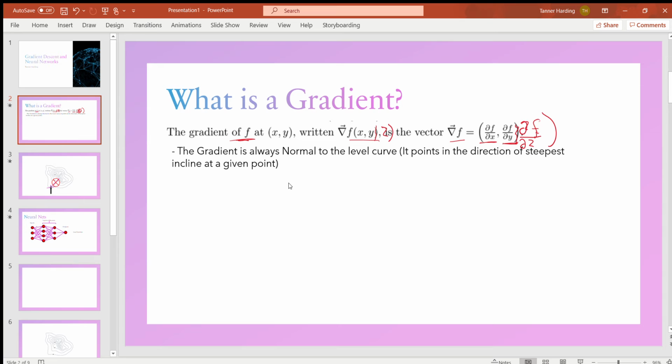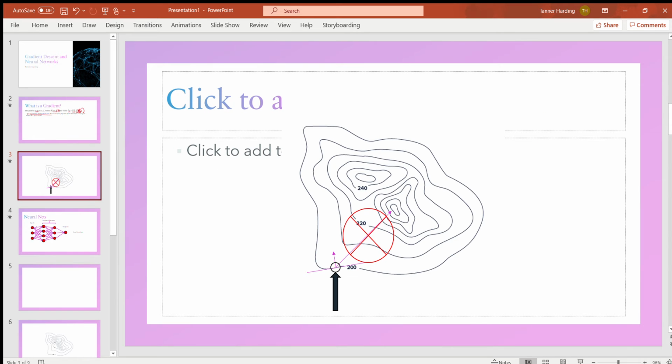I just wanted to point out that the gradient is always normal to a level curve, and you'll see what that's talking about. Here we have a level curve, and what I wanted to demonstrate is that a lot of people, when they look at this, might see the maximum and think, okay, this is going to be the gradient, right? Because that would kind of make sense. It's the most uphillish. But really, you want to look at the very point that you're at, and there's where you want to calculate the gradient.